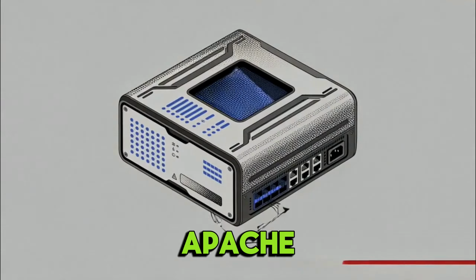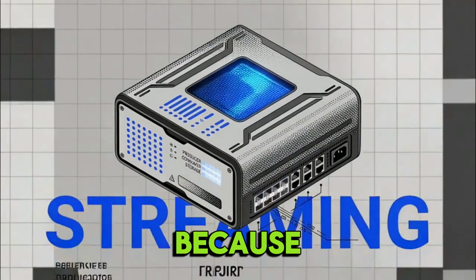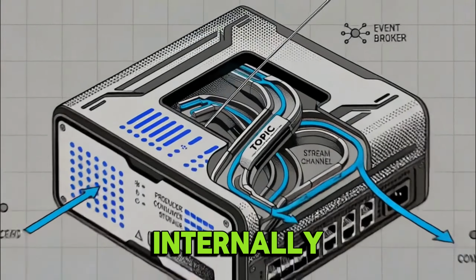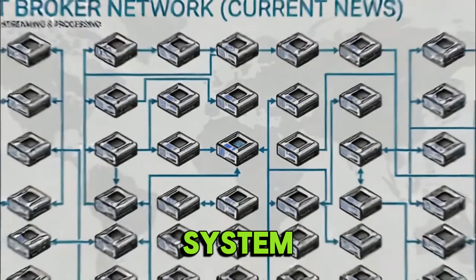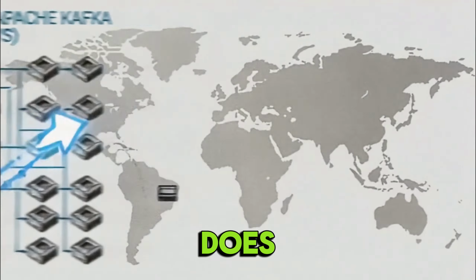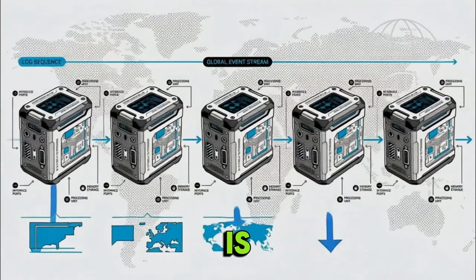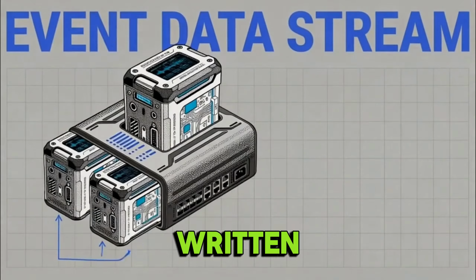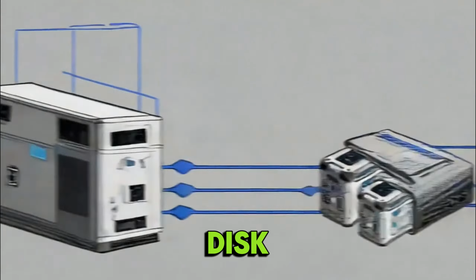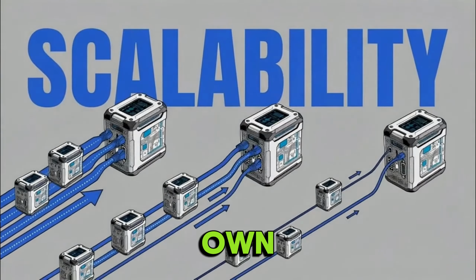Now, let me explain Apache Kafka specifically, because understanding how Kafka works internally is essential to understanding how Uber's system functions at the scale it does. Kafka is a distributed event streaming platform. At its core, it is a commit log. Events are written to Kafka and stored durably on disk. Consumers read from Kafka at their own pace.